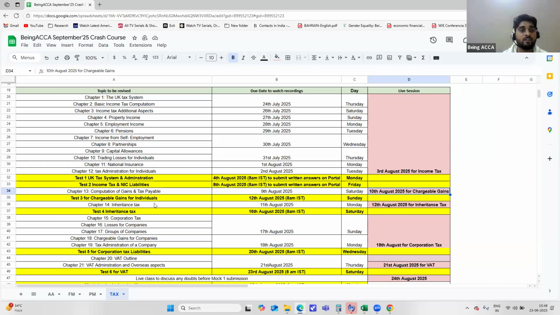So once you're done with that, you will have a chargeable gains session on 12th of August. On 12th, chargeable gains for individuals on 12th of August. So here I wanted to make this clear. Inheritance tax, I wanted to keep a bit earlier before your exam of the chargeable gains for individuals, so that you can have more time for your mock test. That is the reason why I would request all of you: these videos will be available with you throughout.